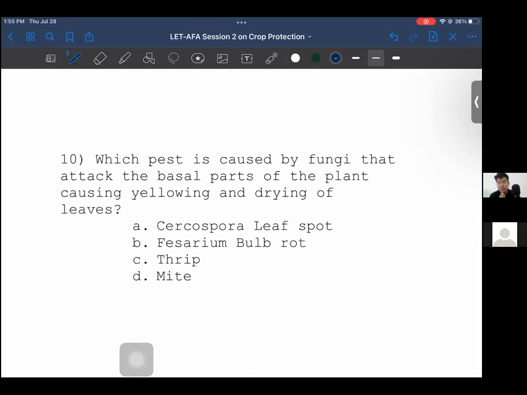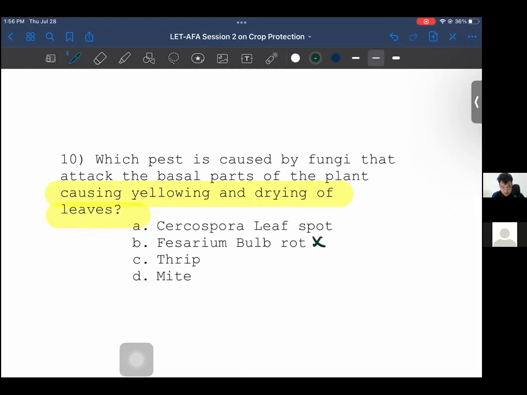You can actually answer this question through elimination. Let's try. Let's highlight "causing yellowing and drying of leaves." From that alone, we can see that the problem is in the leaves. So, because of that, we cancel the option that is actually Fusarium bulb rot. X na yan, because what we are looking for is a disease on the leaf.